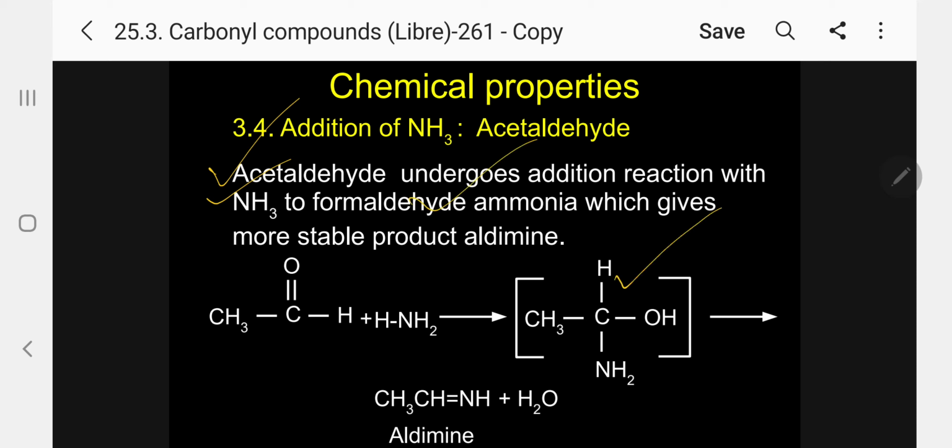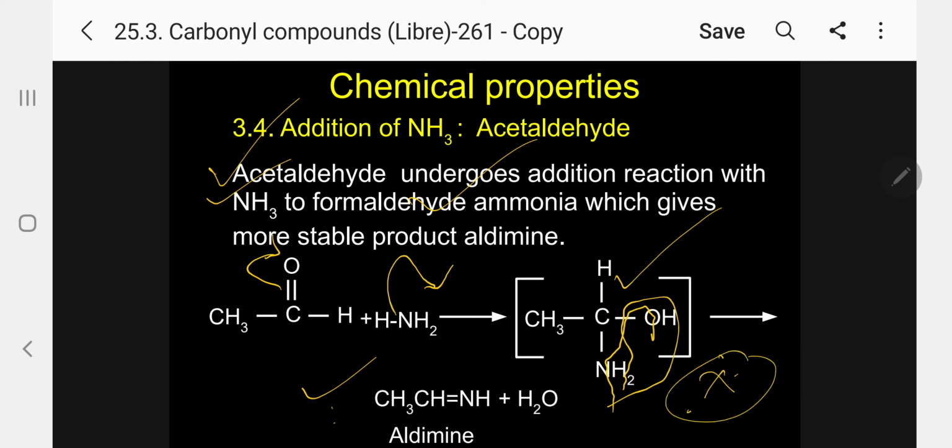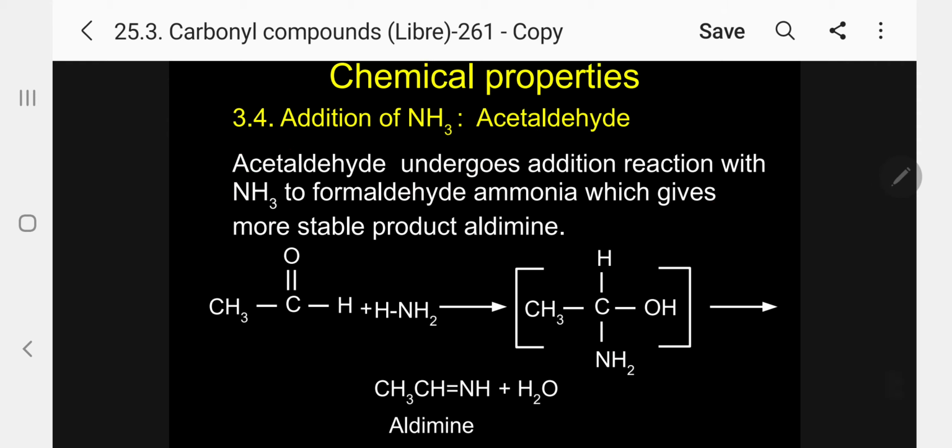First one, acetaldehyde ammonia. That means, kindly follow, this is NH2 minus. Here H plus goes to the O, giving OH and NH2. This NH2 and OH are present on the same carbon atom, eliminating a water molecule. So automatically, kindly follow, the H and OH eliminate water, producing an aldehyde. Please follow. Very, very important. Acetaldehyde gives an aldehyde. This is an addition reaction, giving aldehyde and water.